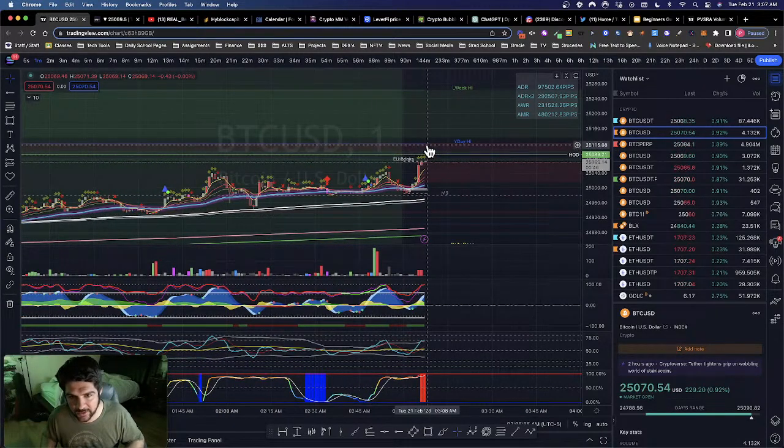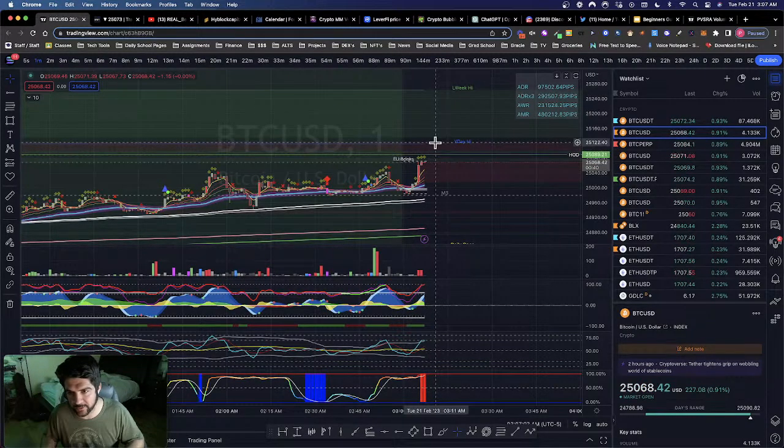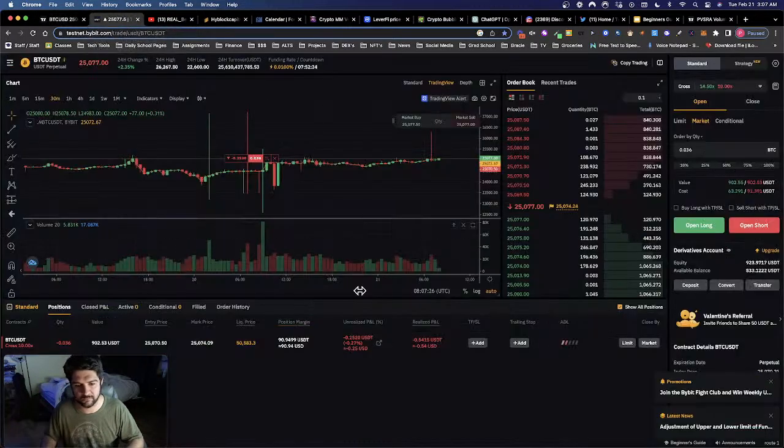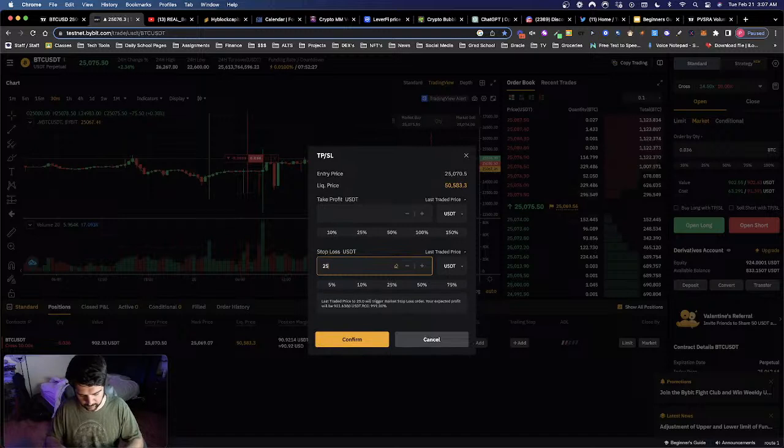Now my stop loss can go above yesterday's high, although I know that's probably not the idea, but keep it real tight. 25,120, that's fine. There you go, 2%.